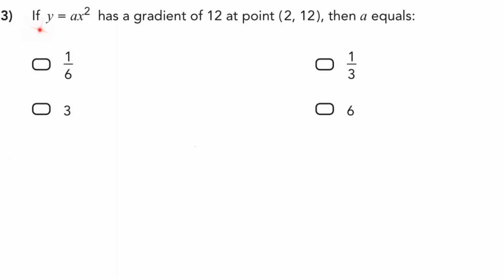In question number 3, if y is equal to ax squared has a gradient of 12 at the point 2, 12, then a equals. Whenever the gradient has been given, you differentiate and make it equal to the gradient given to you. So dy over dx of ax squared is 2ax. This will equal our gradient, which is 12.